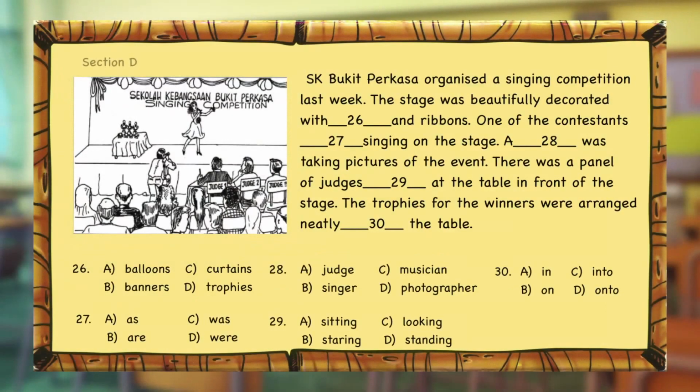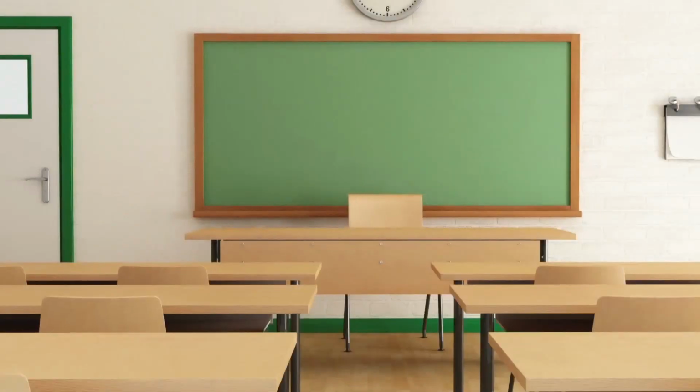Let's focus on Section D. Section D is usually presented in the form of a picture and a short text. The text contains 5 blanks, question 26 to 30. Pupils must answer all the questions. This section tests pupils' ability in applying their grammatical knowledge in context. This section is slightly different from Section C because the text checks whether pupils can read and identify the correct answer to suit the context given.